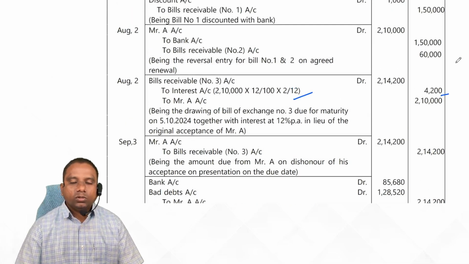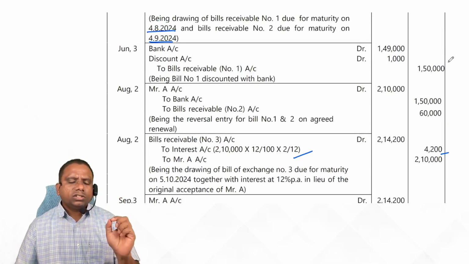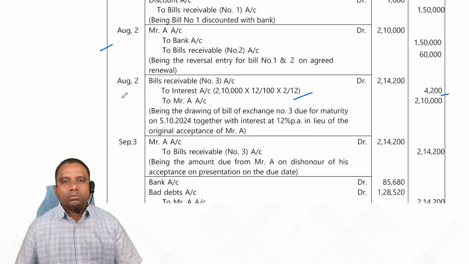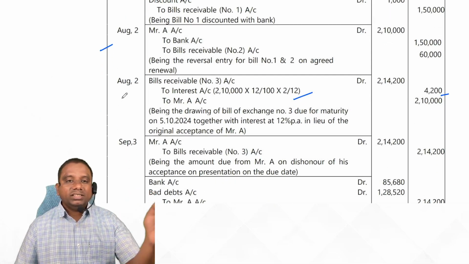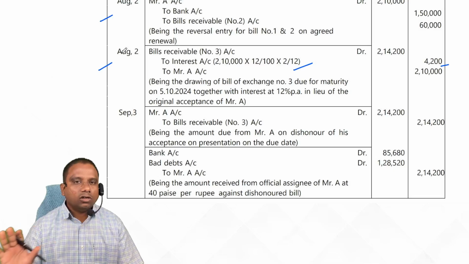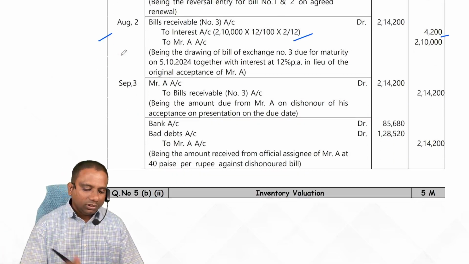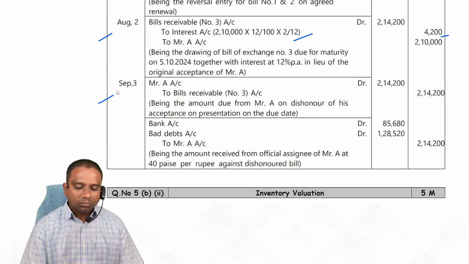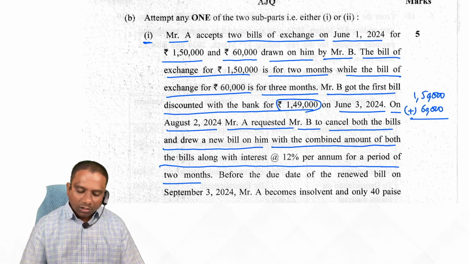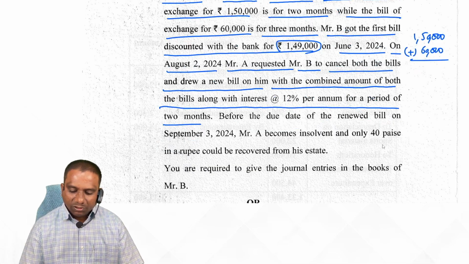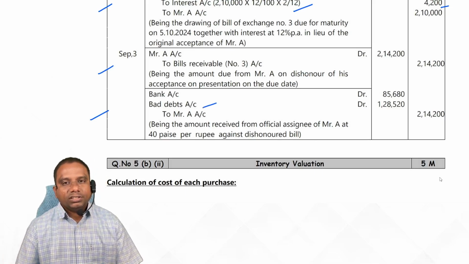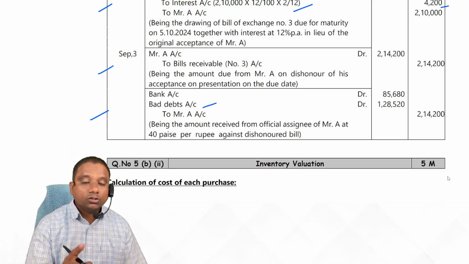So this entry is important. That means both the bills are dishonored now. So this is a dishonor entry. A account debit to bank account, to bills receivable number 2. Because already number 1 bill is discounted with bank. Next one, we are drawing another bill, bills receivable number 3 along with interest. Now this bill also is dishonored because of his insolvency. So pass the dishonor entry. After that we received only 40 paisa from his estate. So the remaining amount is bad debts. That's it. This is another simple problem from bills of exchange.